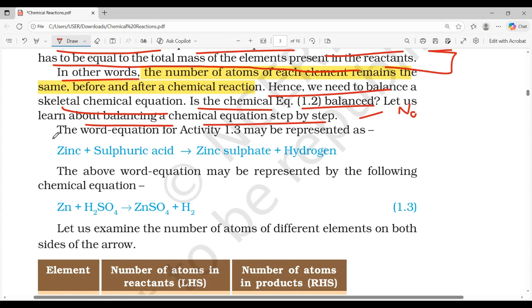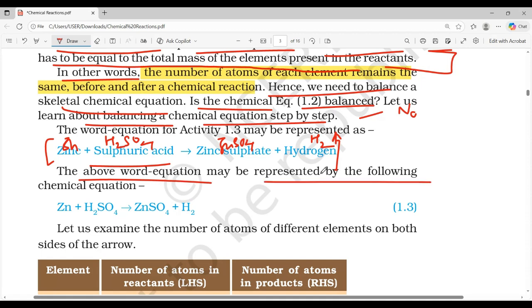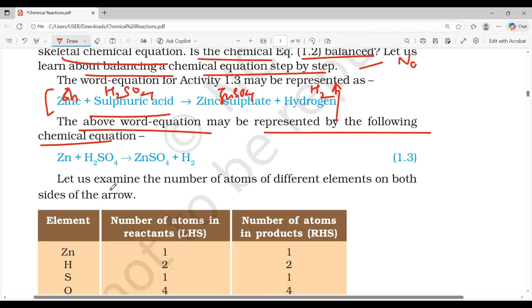So this is the word equation. As we have seen in activity 1.3, we had added zinc granules to dilute hydrochloric acid or dilute sulfuric acid. So here we have taken sulfuric acid. We'll write zinc, then sulfuric acid is H2SO4, right? Then a displacement reaction takes place here, so it will be ZnSO4, zinc sulfate, and hydrogen gas will be evolved. So this is how we can write it.